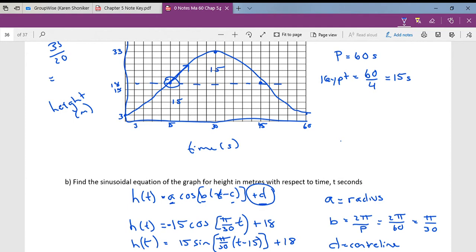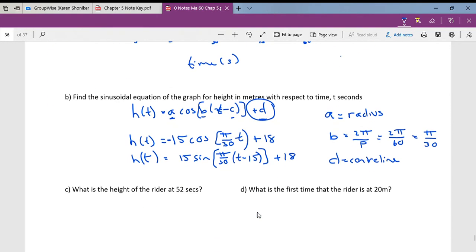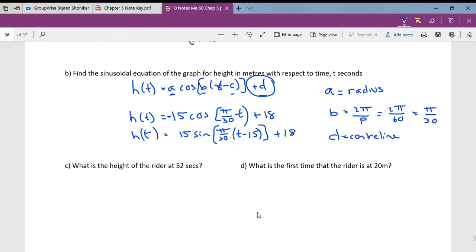So even if the question says find the sinusoidal equation, it doesn't mean you're using sine, it just means you're using a sinusoidal wave, which could be either cosine or sine. And then there'll always be a follow-up question that's going to use the equation.